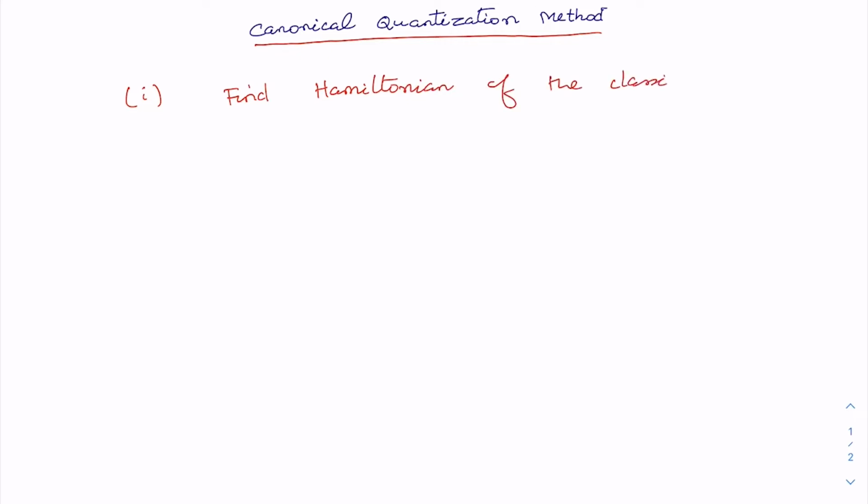The strategy for quantization of a classical system was suggested by Dirac, and this is called the canonical quantization method. The strategy for quantization is as follows. First of all, find the Hamiltonian of the classical system. Once you find the Hamiltonian of the classical system, then look for appropriate canonically conjugate variables.